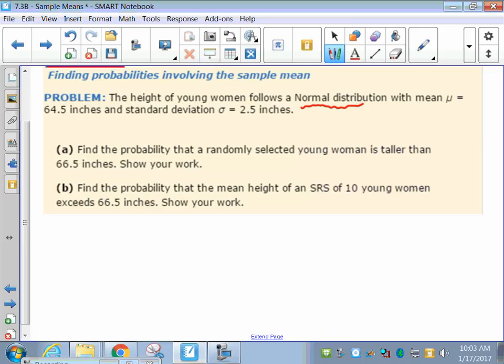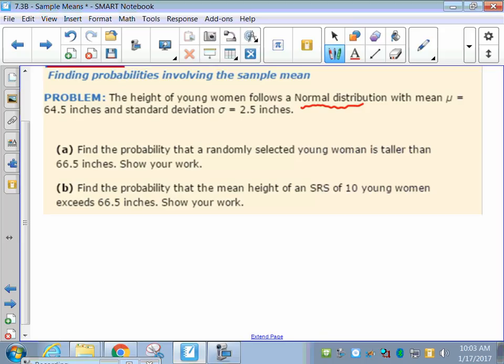Now, here's where you have to be careful. Because of what I just taught you, you're going to think that you have to do sigma divided by the square root of n. But on part A, what are we talking about? We're talking about the whole population in part A. It says, find the probability the randomly selected young woman from the population is taller than 66.5 inches.